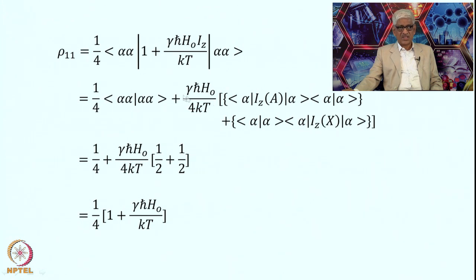Now this gives me 1, and what does this give me? This gives me half, this is 1 and this is 1, and this also gives me half, therefore this is half plus half. So gamma h cross B0 by 4kT times half plus half, this is 1, therefore I will have a total of 1 by 4 times 1 plus gamma h cross B0 by kT. So this is the first diagonal element of the density matrix.